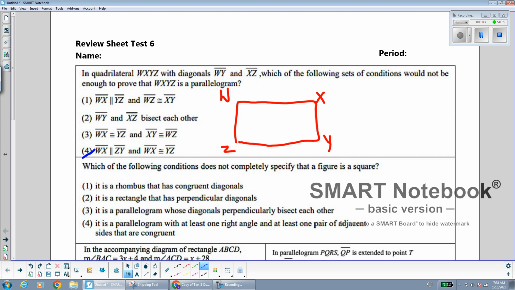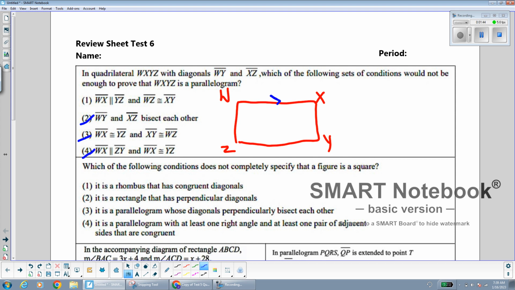And let me move up to number 3. WX congruent to YZ and XY congruent to WZ. Both pairs of opposite sides are congruent, so this is a parallelogram. So once again, not the answer choice that we are looking for. WY and XZ bisect each other. If diagonals bisect each other, then we do have a parallelogram. That is one of our properties of parallelograms. So once again, this does prove parallelogram, not the answer we're looking for.